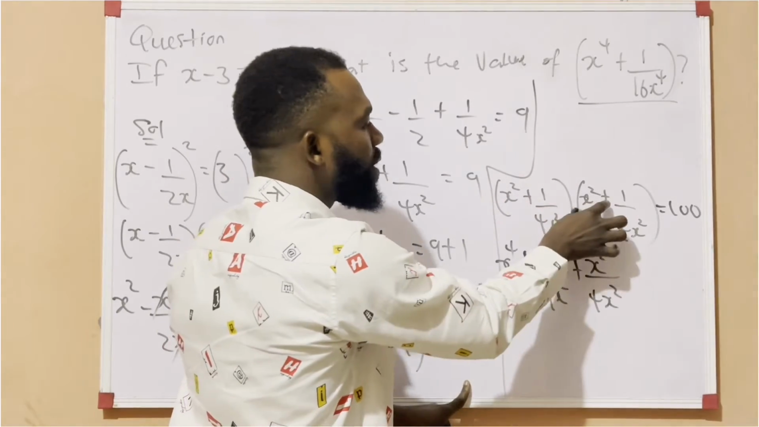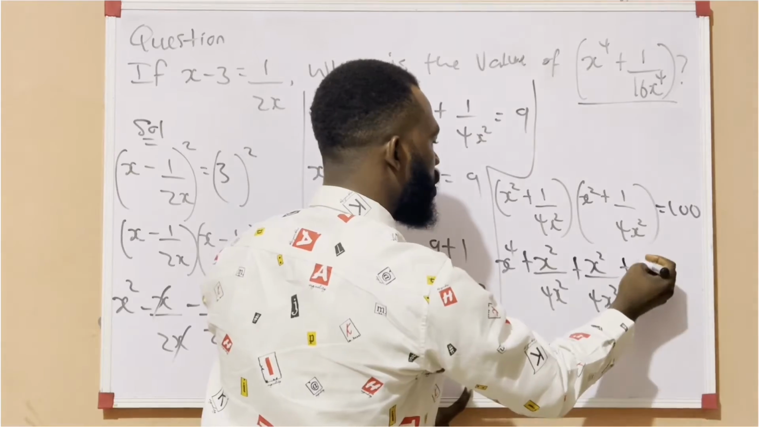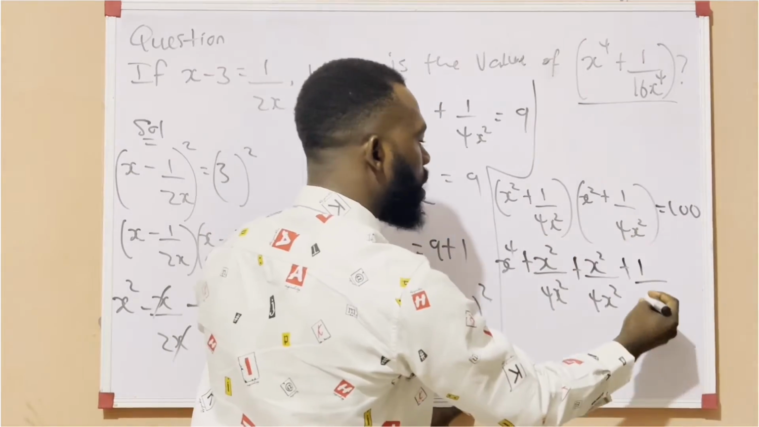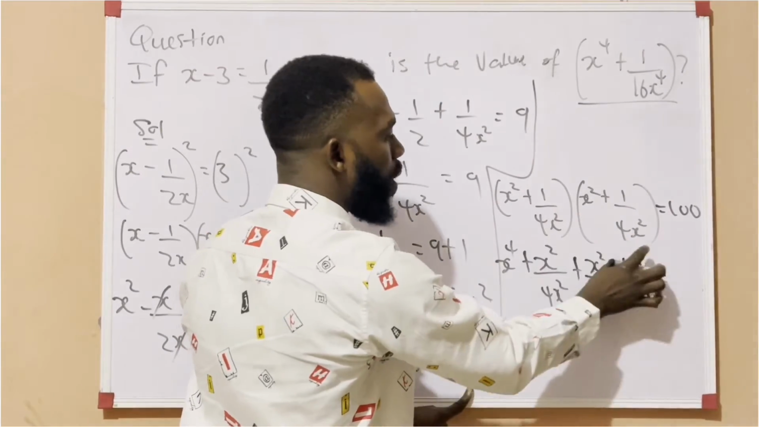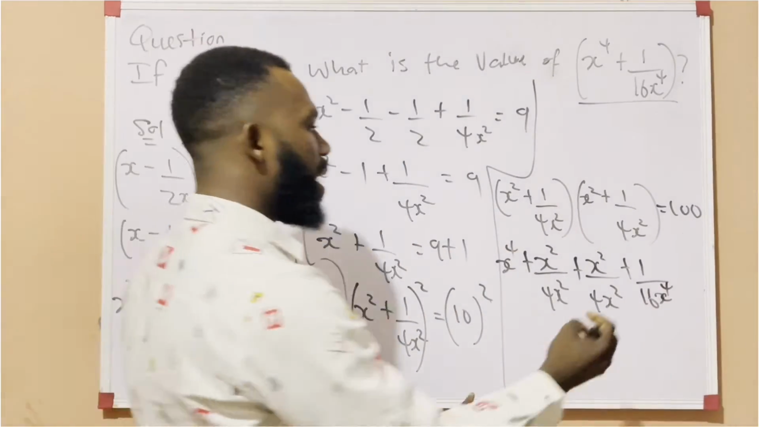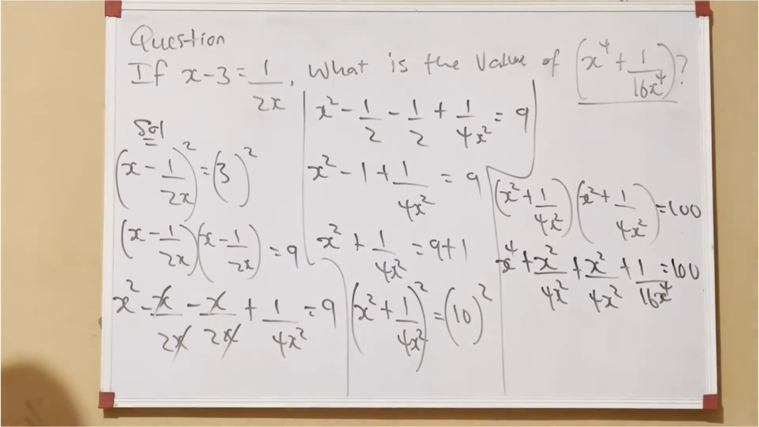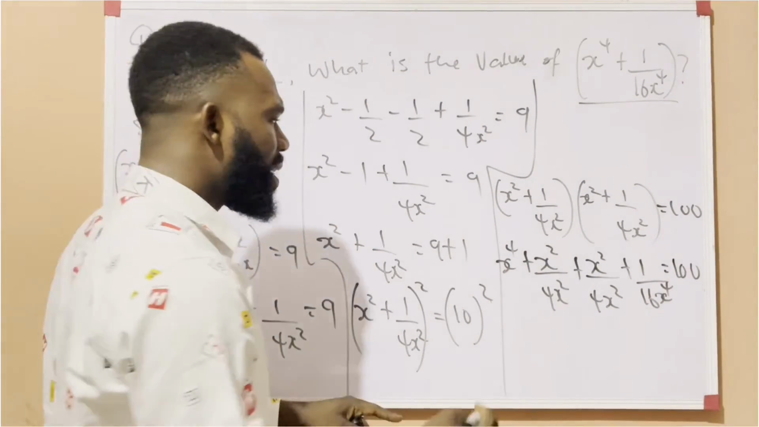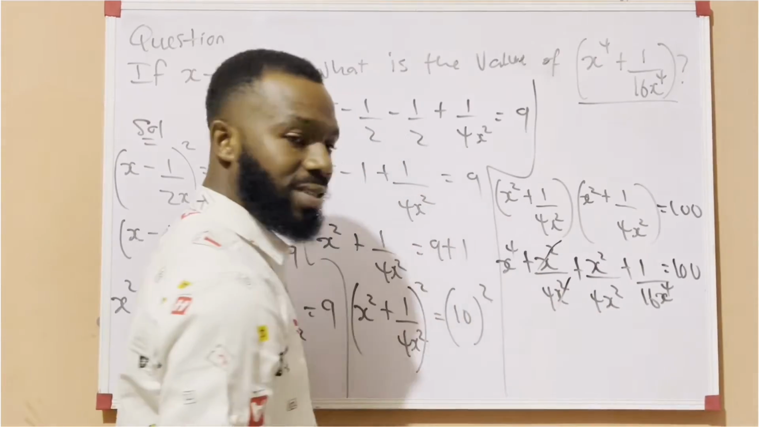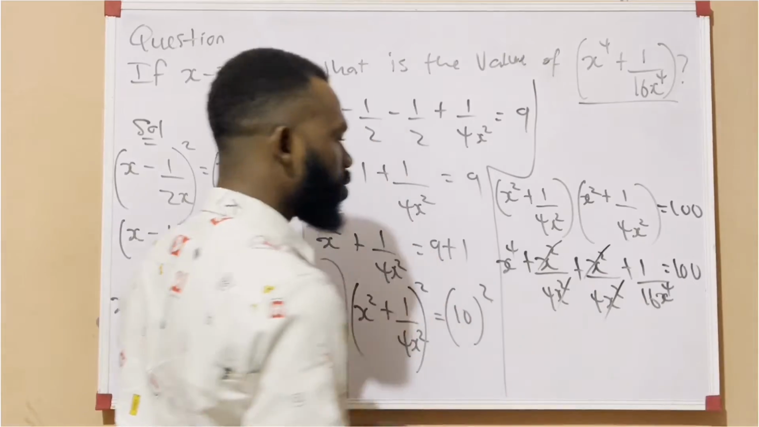Now, positive times positive will give us positive. 1 times 1 will also give us 1. Now, 4 times 4 will give us 16. Now, x raised to the power 2 times x raised to the power 2 will give us x raised to the power 4, equal to 100. Are you with me? Now, we all know that x squared will cancel x squared, and also x squared will cancel x squared.